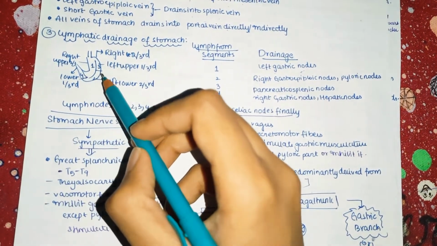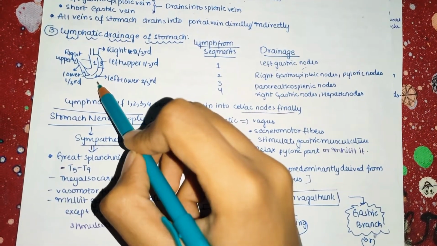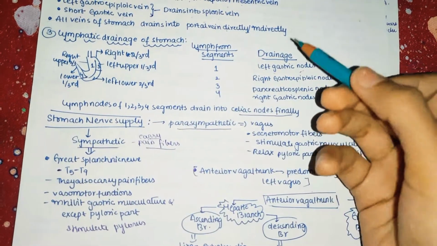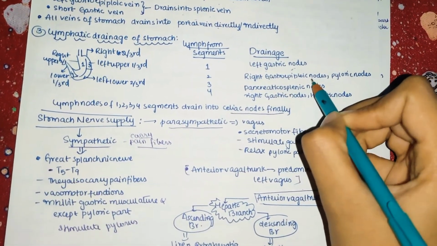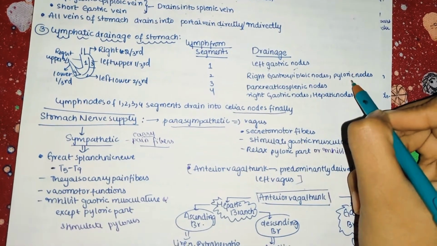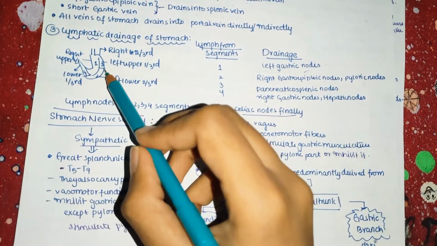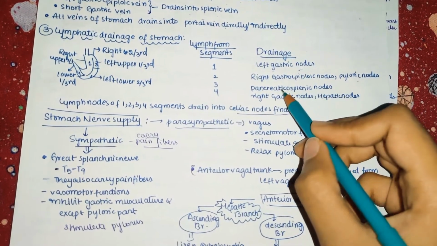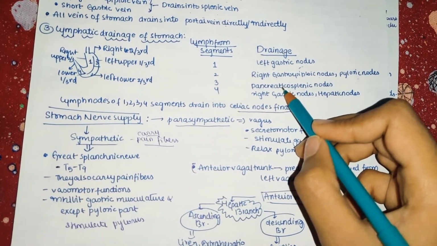And the second one, that is the left lower 2/3, it is draining to the right gastroepiploic nodes and pyloric nodes. Next, coming to the third one, which is the left upper 1/3, it is going and draining to the pancreatico-splenic nodes.